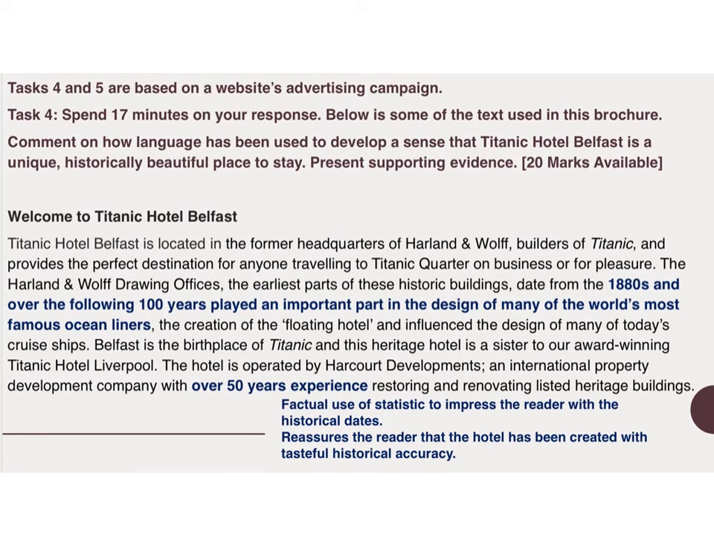Then if you look at the stuff I've highlighted in the dark navy, you can see that there's quite a lot of facts and statistics to impress the reader with historical dates, reassures the reader the hotel has been created with tasteful historical accuracy, that the restoring process hasn't taken anything away from the overall building. It's not too modern. In fact, they've kept some of the charisma of the original building.